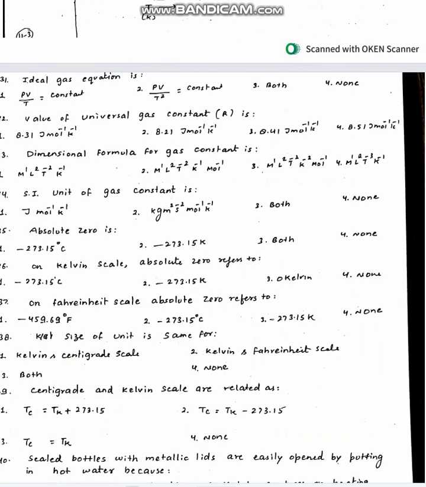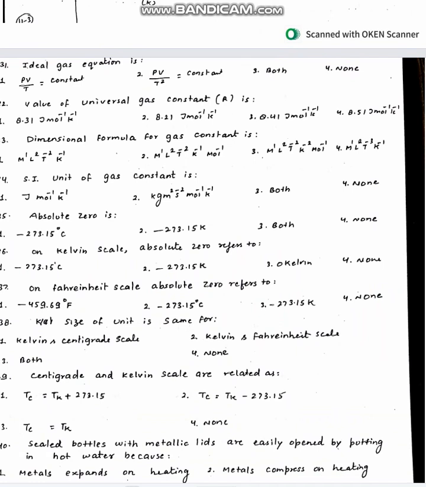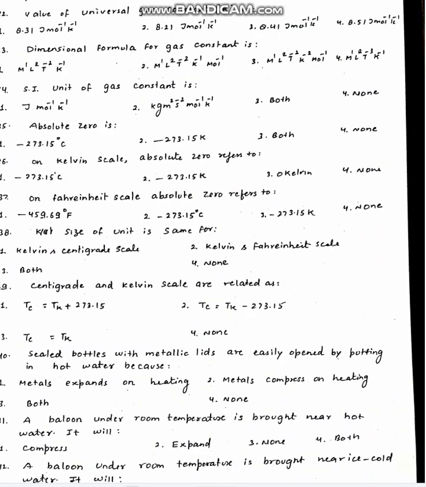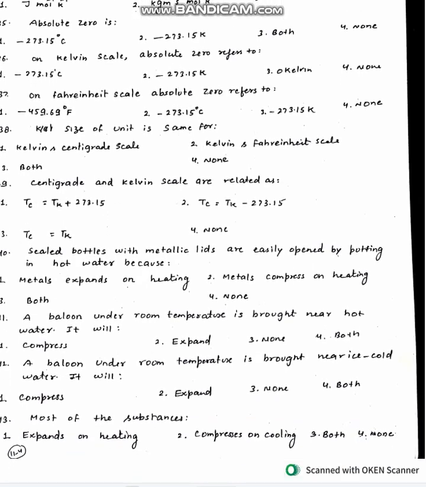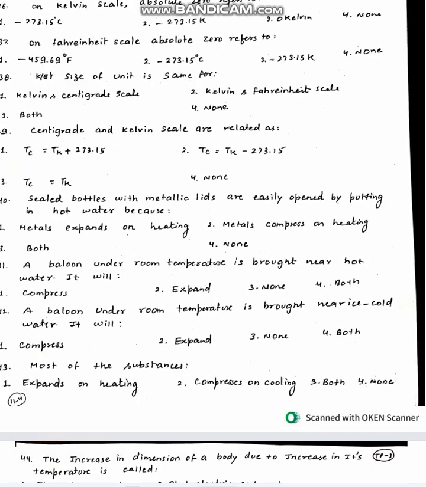absolute zero, 1 Kelvin scale, absolute zero, Fahrenheit scale. Then we have size of unit is same for. Then relation between centigrade and Kelvin scale, then metallic lids, thermal expansion.